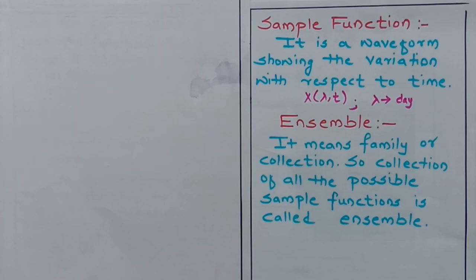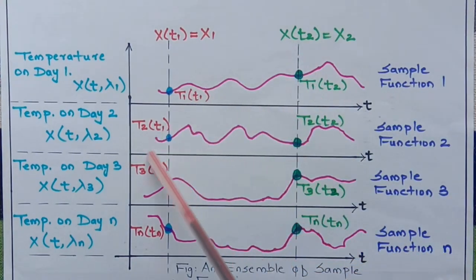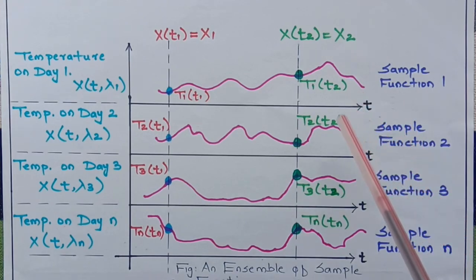Now what is ensemble? Ensemble means a family or a collection. So the collection of all the possible sample functions is called what? Ensemble. Remember. Now sample space is the collection of all possible sample points, whereas ensemble is a collection of all possible sample functions, and this is the similarity between sample space and ensemble.